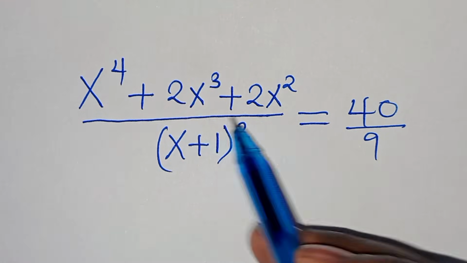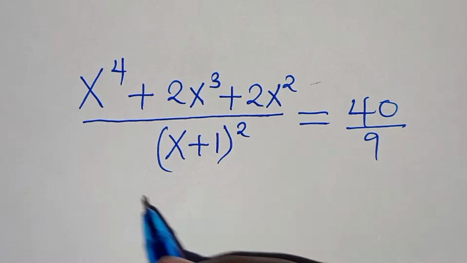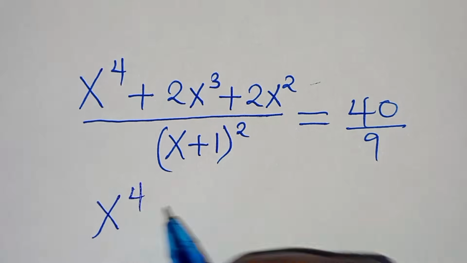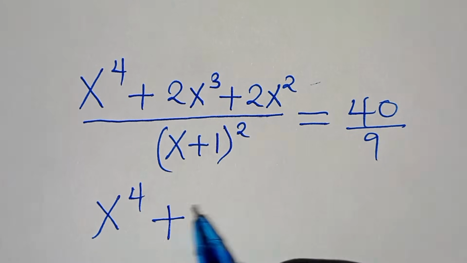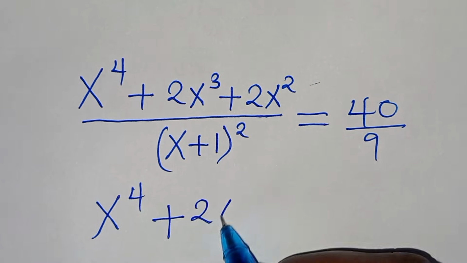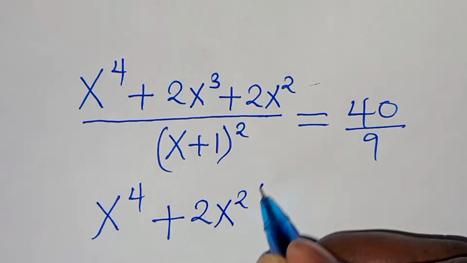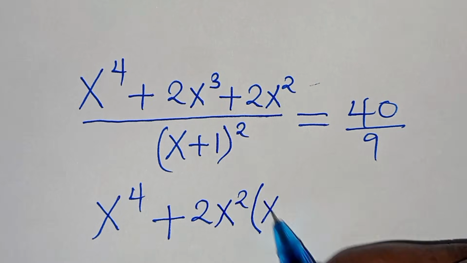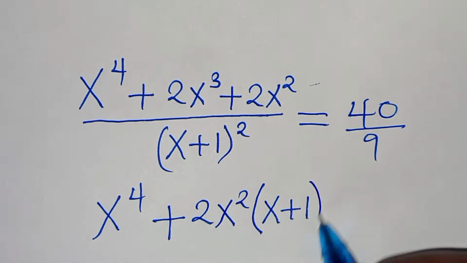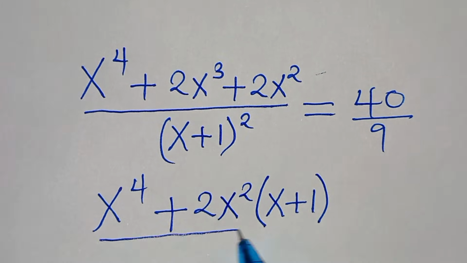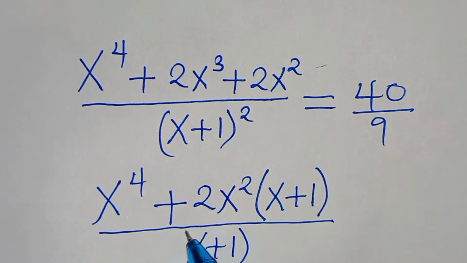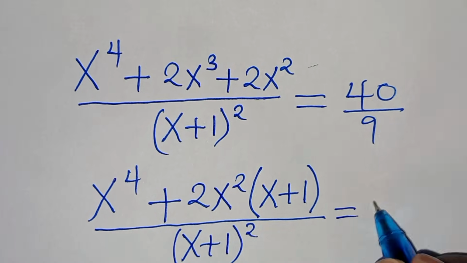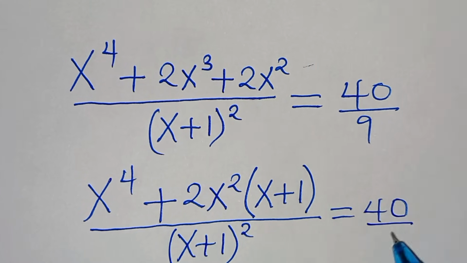Now the next step from here, we have that in the numerator here, we have x to the power of 4, then plus the second part here, we have 2x squared is common here, so we can factor out 2x squared into the parentheses. We have (x plus 1), close the parentheses, then everything here divided by (x plus 1) raised to the power of 2. This is equal to 40 divided by 9.